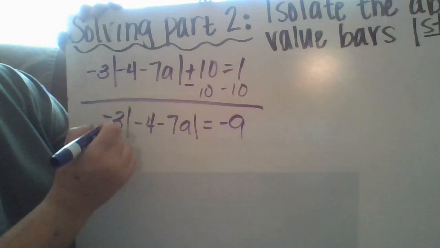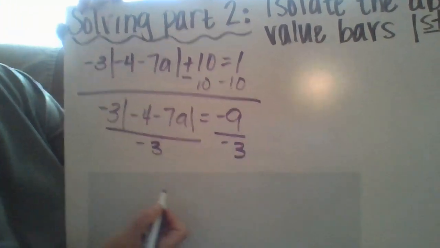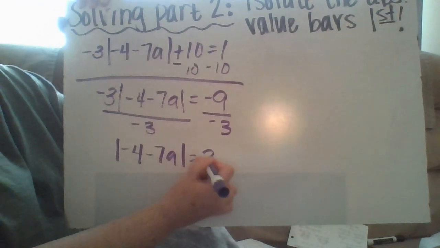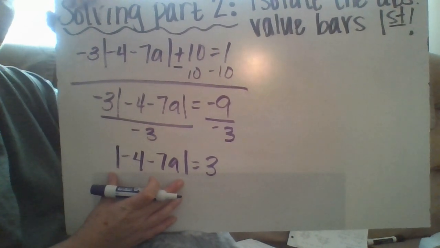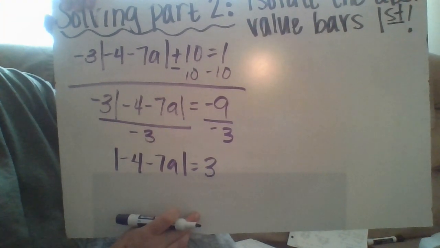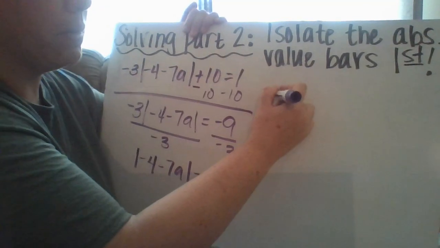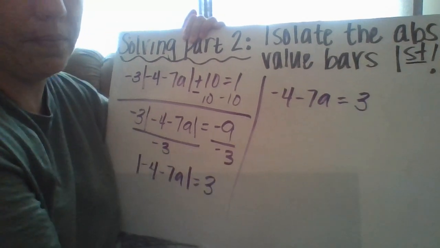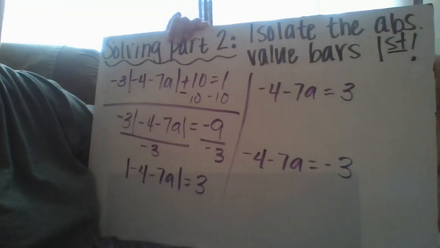So to get rid of this negative 3, do not distribute. Go ahead and divide both sides by negative 3. That'll then give us the absolute value of negative 4 minus 7a equals positive 3. Now that the bars are alone, I can evaluate it and ask myself whether or not it's going to have an answer. Because it said equal to a positive number, it looks good. And because the bars are now alone, I can separate it into two problems. So I'm going to say negative 4 minus 7a equals a positive 3. And negative 4 minus 7a equals a negative 3, and finish solving it.